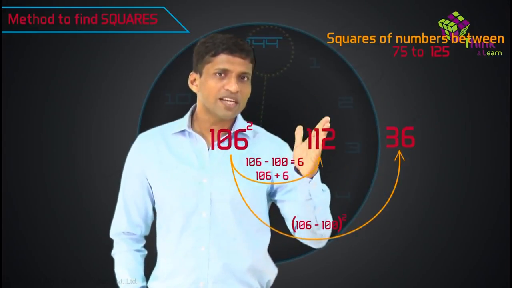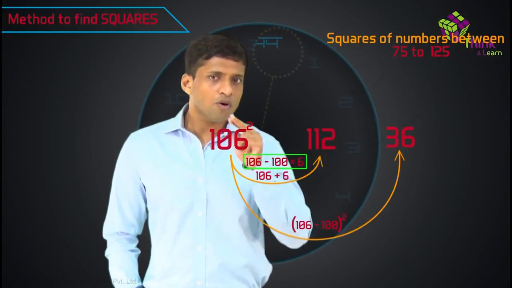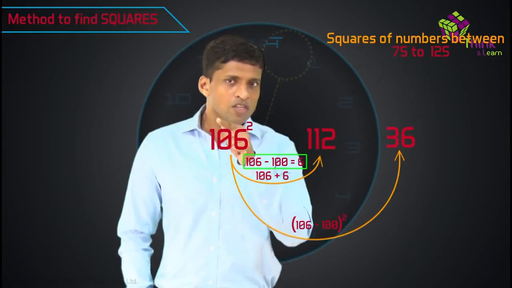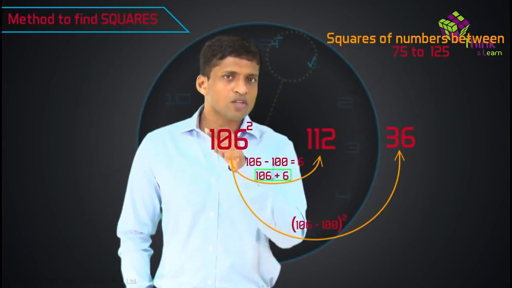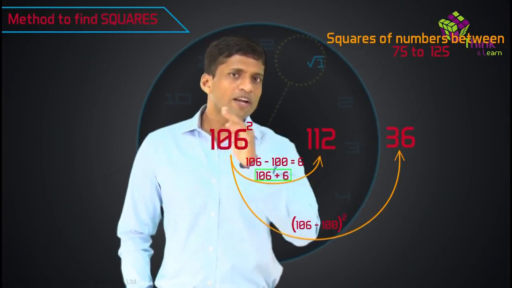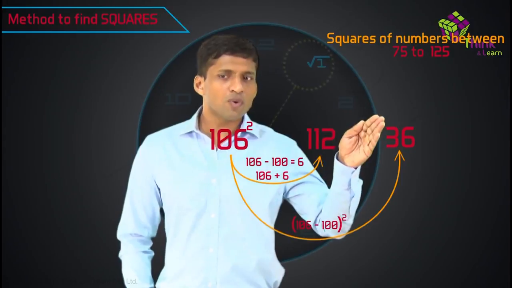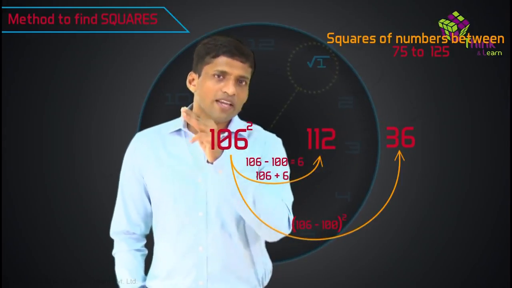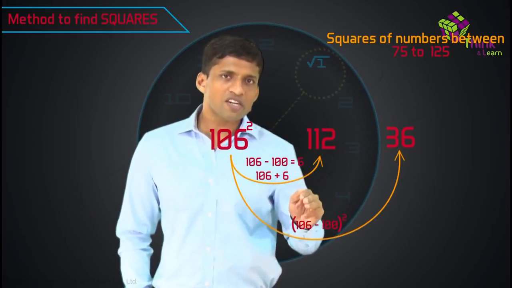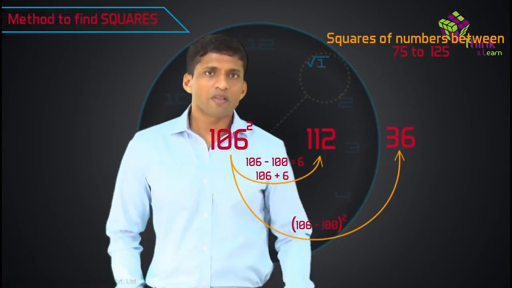How are we getting the first three digits? Once more, take the difference from 100. So 106 minus 100 is plus 6. So then you need to actually do 106 plus 6. So you get 112. So this difference you added to the number itself. 6 you added to 106. So you get 112 as the first three digits. Now take the square of the same difference, which is 6 square. Write the last two digits as 36.